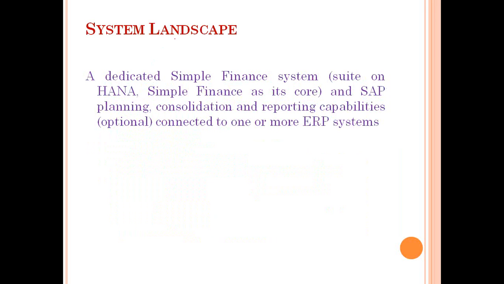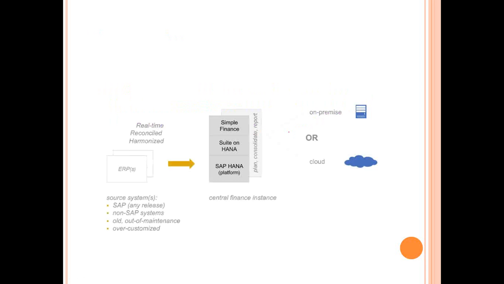So the system landscape is there. A dedicated simple finance system suite on SAP HANA, with simple finance as its core, and SAP planning, consolidation, and reporting capabilities connected to one or more ERP systems. Means EHP 7 should be there. R/3 should be there. So on top of that R/3 only, we are installing this SAP HANA. So all the tables are there, whatever we call BKPF and BSEG, but views will be maintained here.